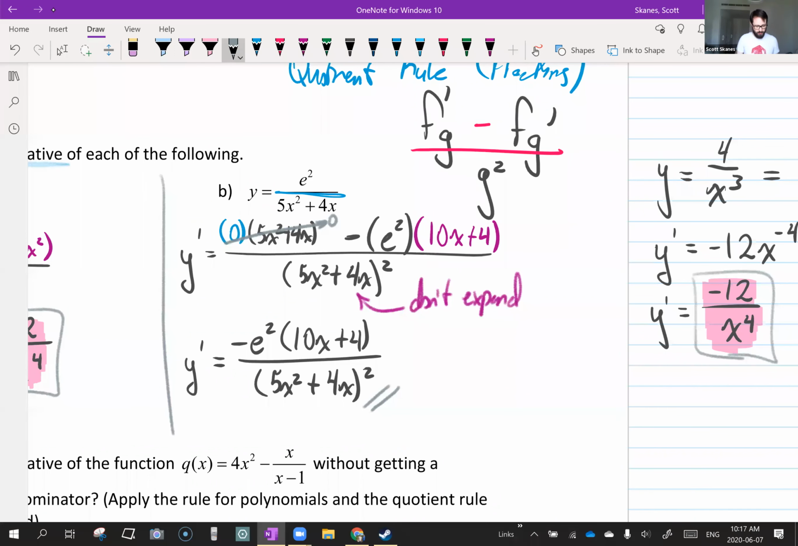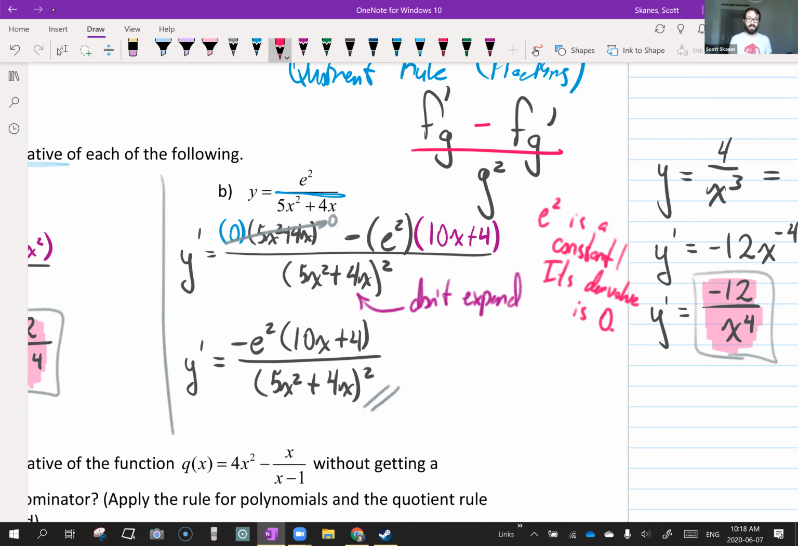I think the trickiest part of this question, honestly, is just a little bit sneaky. I'll just make a note. Derivative of e squared is 0. Or let me make it more clear. E squared is a constant. I say its derivative is 0. That's something that comes up.